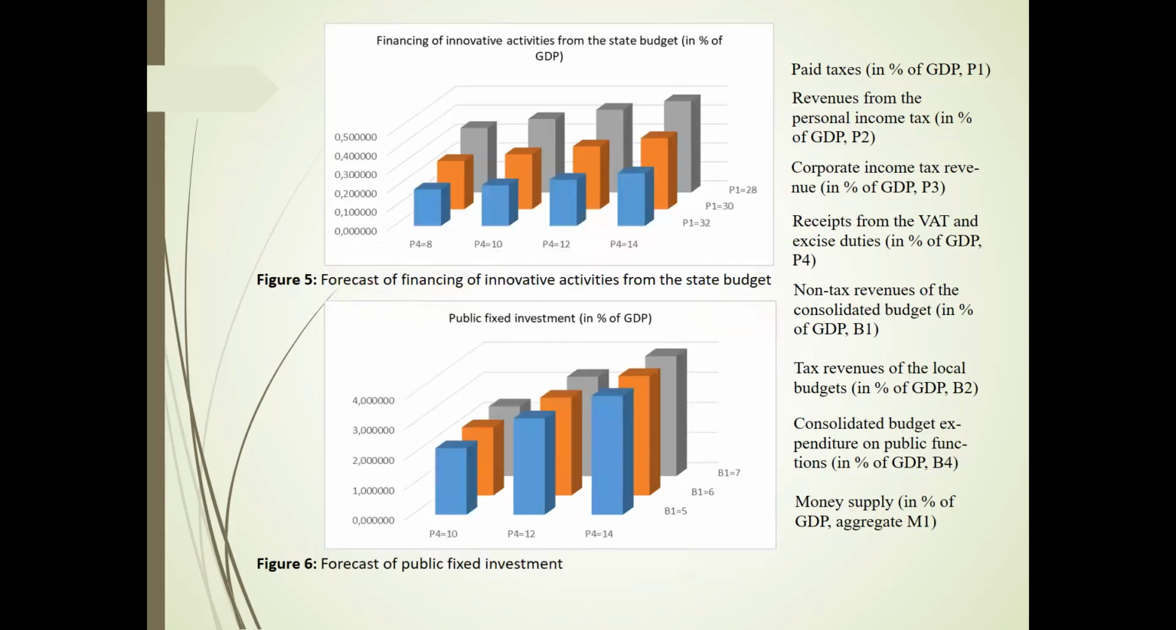Establishing a social and innovation-oriented model of the economy in Ukraine requires an increase in funding for innovative activities. From figure 5, we can see that the increase in financing of innovative activities from the state budget leads to economic growth. Investigating the trend of state capital investments in our country, it is important to note that since 2013 there has been a trend towards an increase in the share of public fixed investment in gross domestic product. For the purpose of innovative development of the country, the volume of public fixed investment should increase.